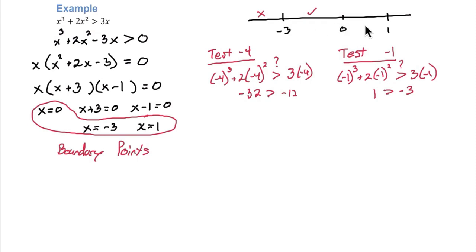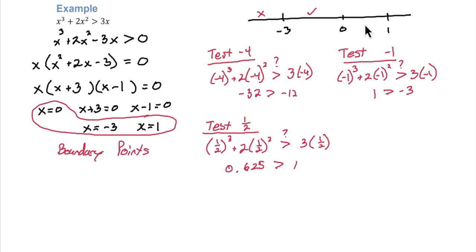Up next, we need a number between 0 and 1. So let's test 1/2. 1/2 cubed plus 2 times 1/2 squared. Is that greater than 3 times 1/2? Here we get 0.625, or 5/8, is greater than 1.5, or 3/2. In this case, this is a false statement, so we don't want that interval.